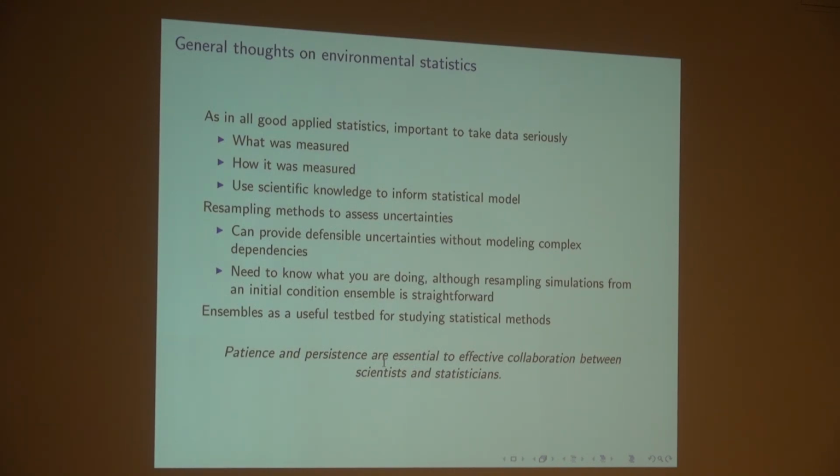I want to point out that block resampling methods are a very powerful tool for getting uncertainties about complex quantities when you don't know how or don't want to model complex space-time dependencies. I think they should be used much more than they are, and I'd be happy to talk to people about that. Another interesting thing that I found is ensembles are a really cool tool just for statisticians, because you give us these multiple versions of reality that we can now test our statistical methods on. And so I think there's a lot more that can be done there.